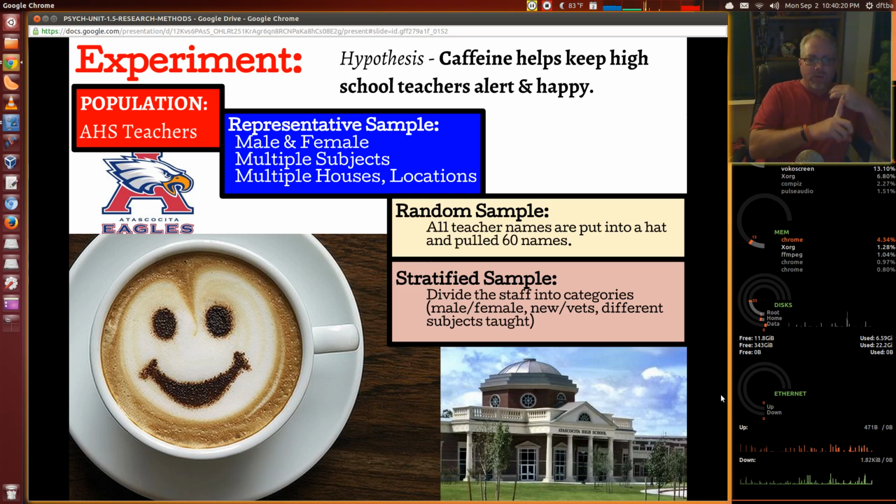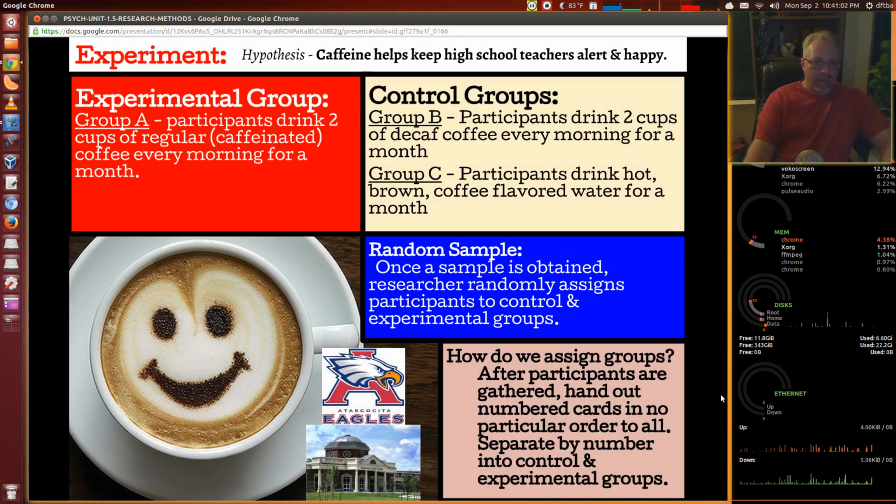You could do a random sample, which would be put all the teachers' names into a hat and pull out, say, 60 of them. And it's totally random. You shuffle them up. Someone blindly pulls them out. You do a stratified sample to make sure that you're dividing the group, the population, into groups of male and female and pulling an equal number maybe, or a representative number. New teachers and veteran teachers, and making sure you get people from English, science, social studies, math, and all the different electives and things. You could stratify it to be sure that they're equal to the population, and that's basically what we're looking at here.